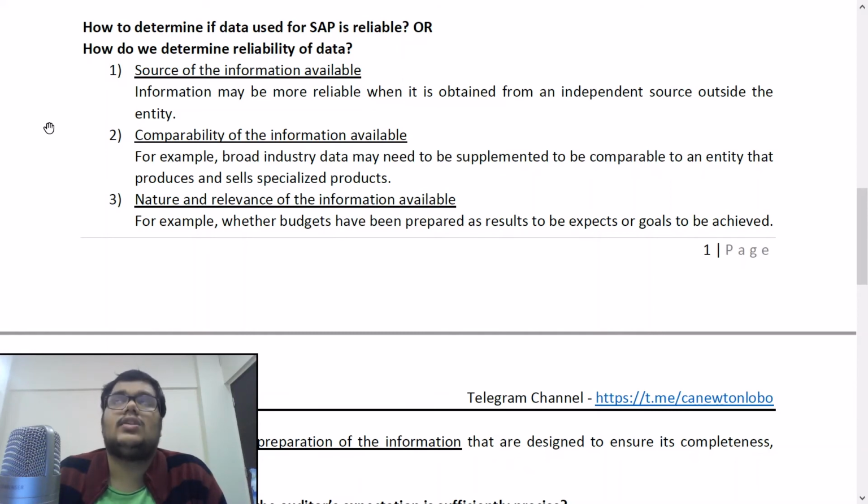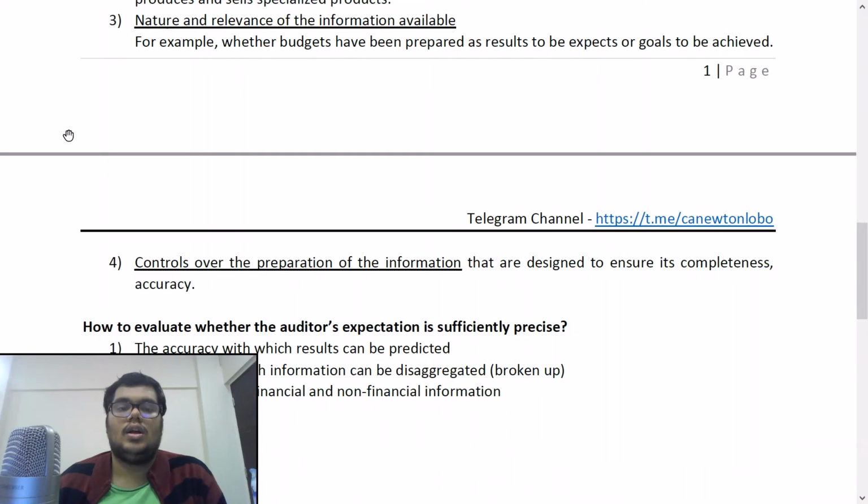If the budgets are unrealistic targets, you will have to lower the budget amounts when you are building up expectations. But if the budgets are something as goals to be achieved, like the company feels that this is actually achievable by the company personnel, then you can use those only to build up your expectations.